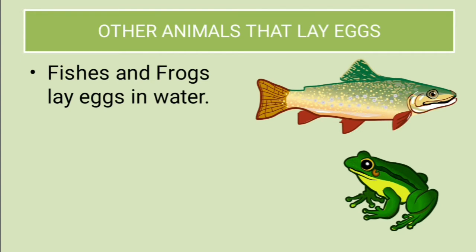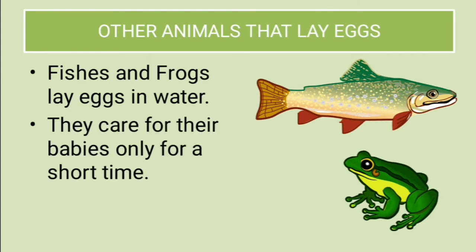Matlab, fishes or frogs, jo hai, wo paani mein ande dete hain. They care for their babies only for a short time, unlike other animals. To, jo dusre jo animals hai, unki tarah ye zyada din tak apne bachchon ki care nahi kar sakte. They care for a very short time.